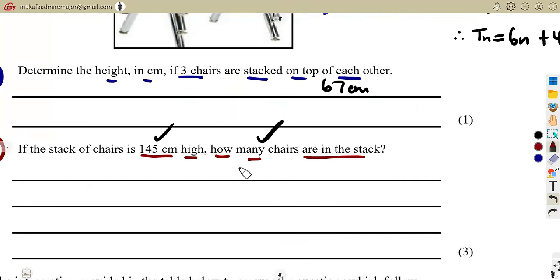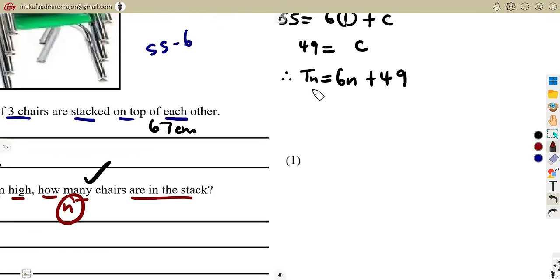So how many chairs are we supposed to find? Tn is 145. So you need to solve for n. It's an equation. So how can we solve for n?